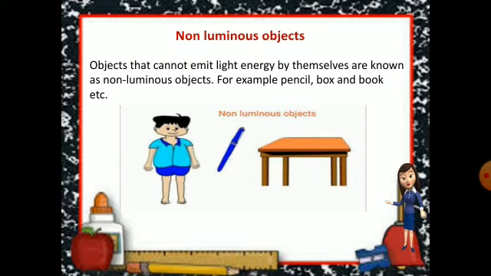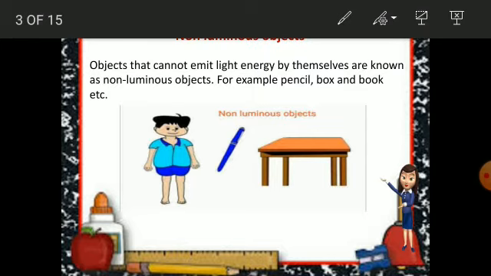Non-luminous objects. Objects that cannot emit light energy by themselves are known as non-luminous objects. For example, pencil, box and book, etc.